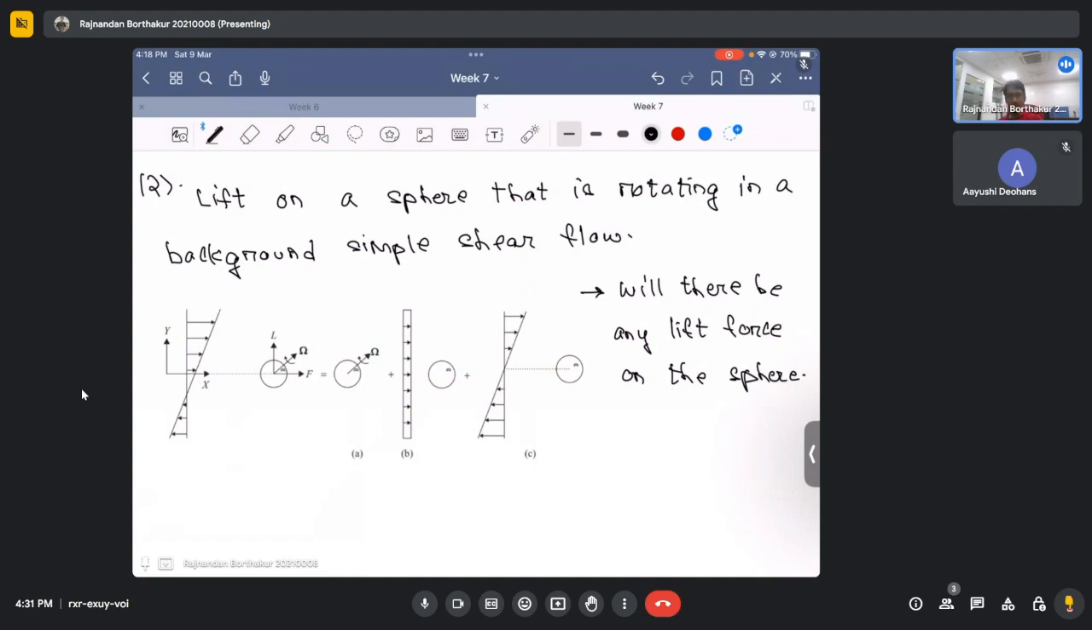Can you tell me the answer now, based on the understanding that the governing equations are linear? How much is the magnitude of the lift? Zero. Exactly, zero. Why is that zero? The pressure field will be symmetric about both planes. Exactly, the pressure field would be symmetric.